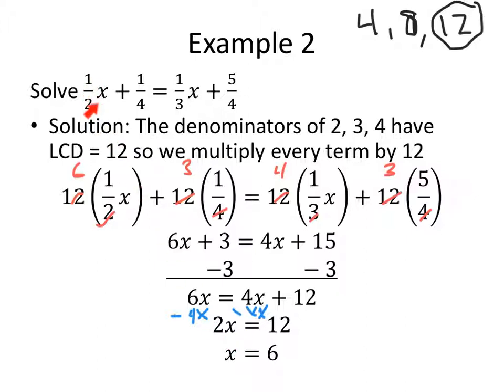We should check our answer up top. Half of 6 is 3. 3 plus 1/4 is 3.25. On the right side, 1/3 of 6, our answer, is 2. 2 plus 1 1/4 is 3 1/4, 3.25, same answer left and right.